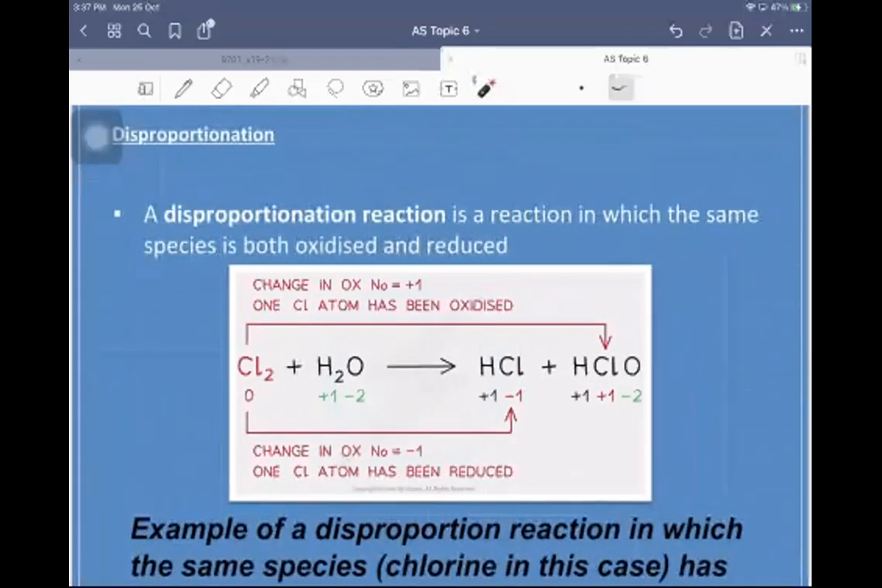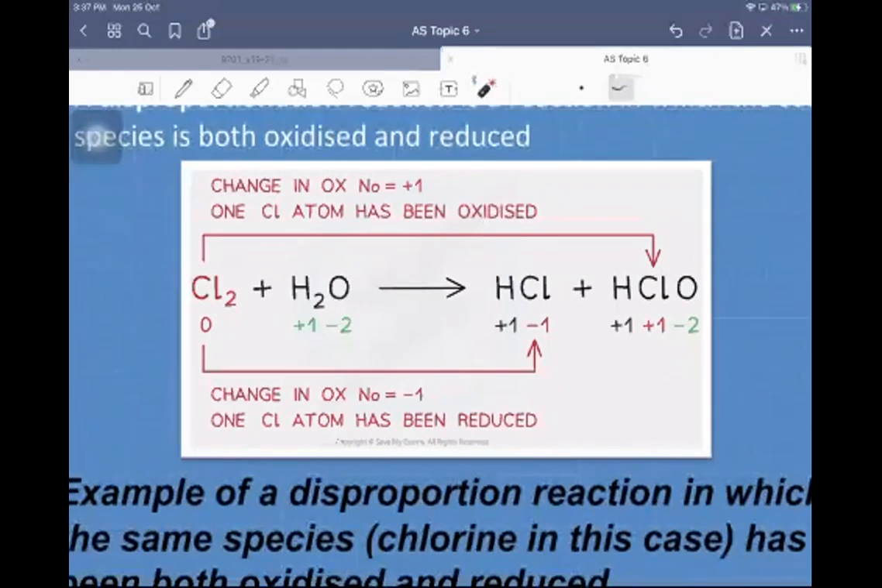Next, we are going to look at a type of redox reaction called disproportionation. Disproportionation is a reaction in which the same species is both oxidized and reduced. When I say the same species, it means the same formula, but different atom. So here is an example. When chlorine reacts with water, H2O, it forms HCl and HClO. Now you notice that there are 2 atoms of chlorine. So one atom will be oxidized, and the other chlorine atom will be reduced.